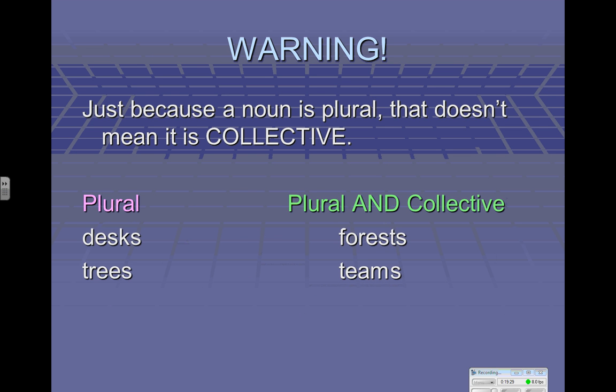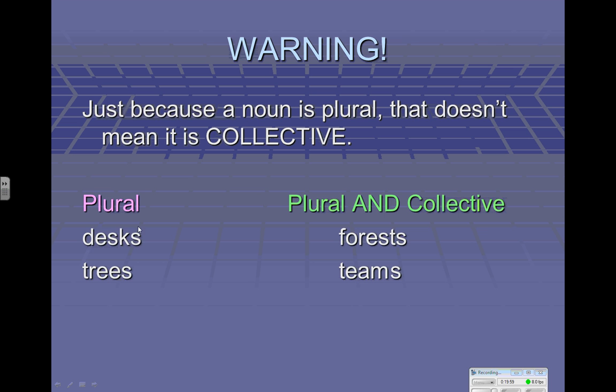Be careful, okay? Just because a noun is plural, that doesn't mean it's collective. For example, here's how you can figure this out. Look at the noun desks. If you're not sure whether a noun is plural or whether it's collective, get rid of the plural and see what's left over. If I cross out the S, I am just left with desk. Desk on its own, singular, doesn't refer to more than one thing.